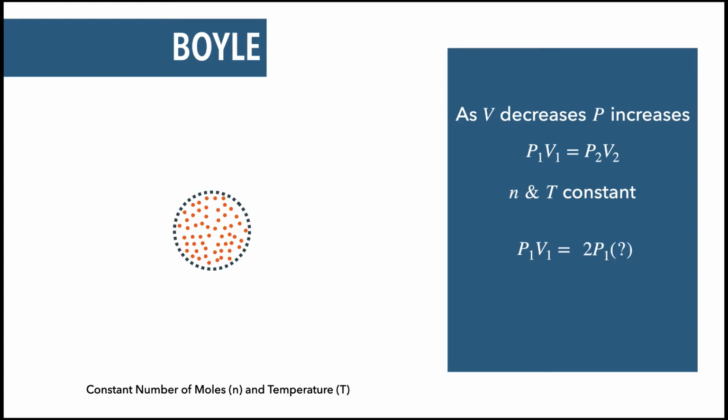So now it is 2P1. What would have to happen to V1 for the equality to hold true? Exactly, we would need to halve the volume. This would result in a valid equality, assuming that n and T are held constant.